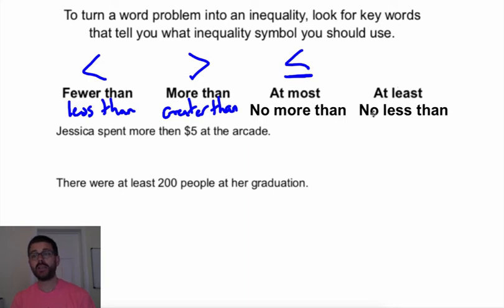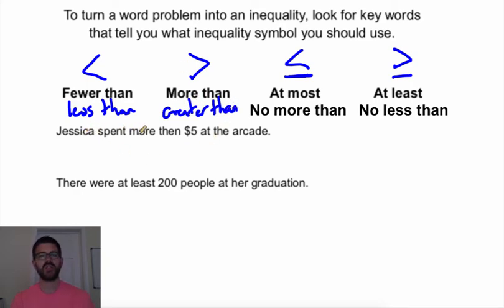At least or no less than means you got to be this number or higher. That means greater than or equal to. Okay? So look for some of those phrases or for some wording that makes you think of that idea, so that way you can kind of put it into our inequality.